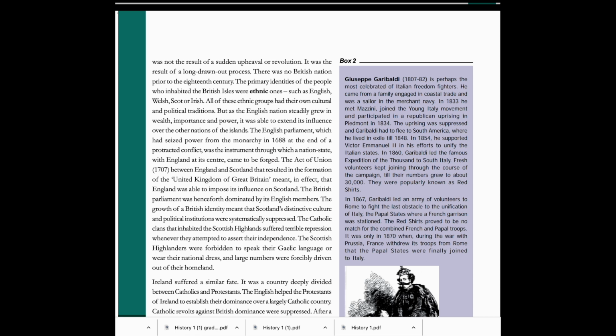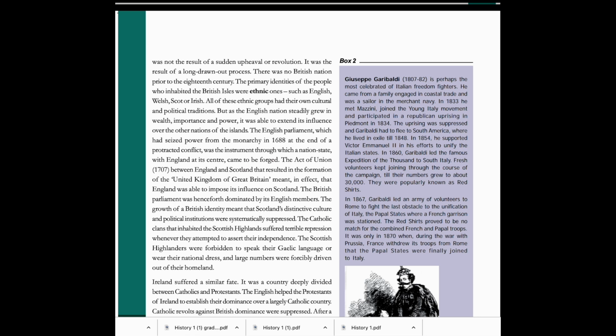The primary identities of the people who inhabited the British Isles were ethnic ones such as English, Welsh, Scot, or Irish. All of these ethnic groups had their own cultural and political traditions. But as the English nation steadily grew in wealth, importance, and power, it was able to extend its influence over the other nations of the islands.